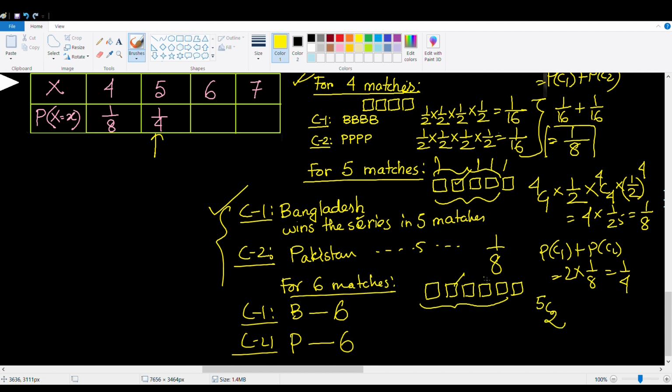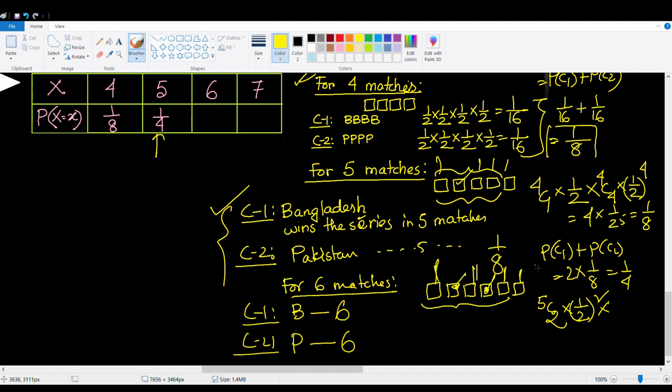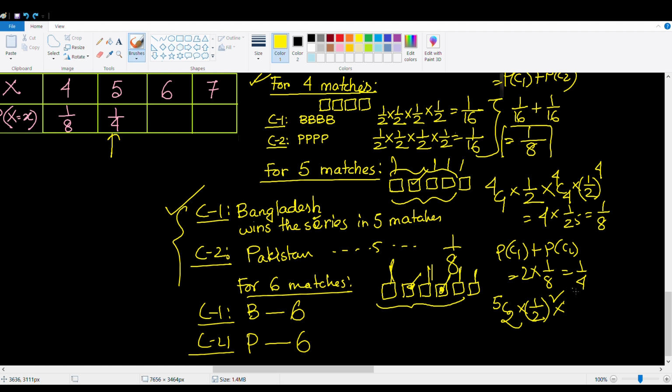Say I have chosen these 2 boxes where I want to put P, and the probability for Pakistan to win 2 matches will be half squared. And then we are left with 4 boxes again, and we want all 4 of these matches to be won by Bangladesh. So we have to choose 4 out of 4, and for each of the matches, the probability for Bangladesh to win is half, so half to the power 4.